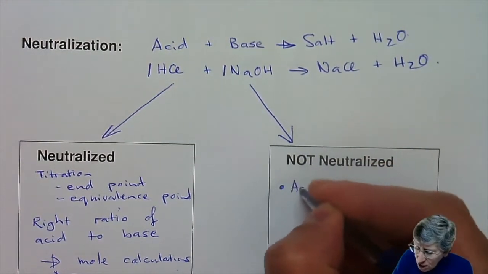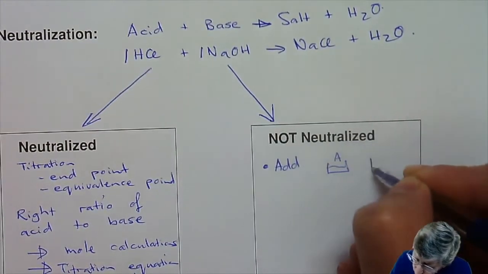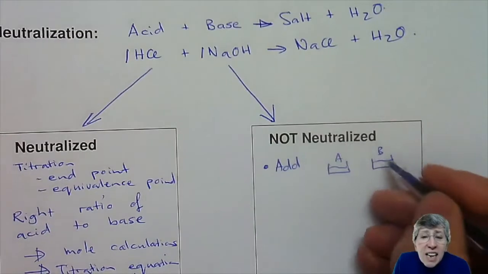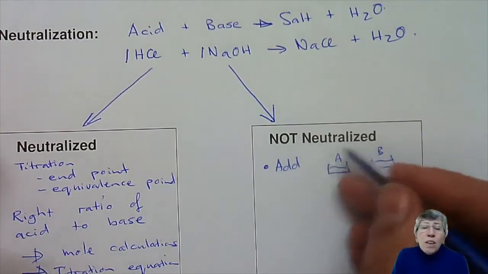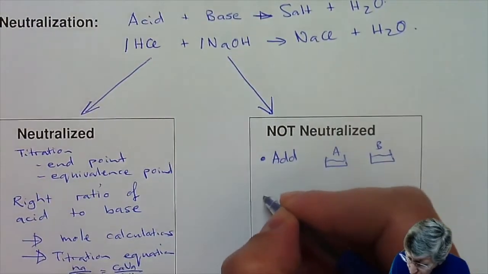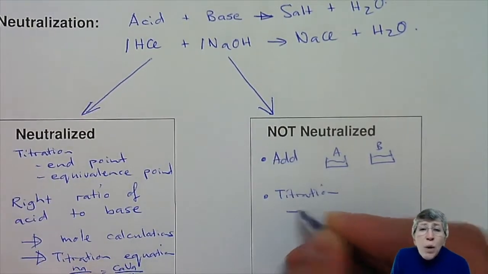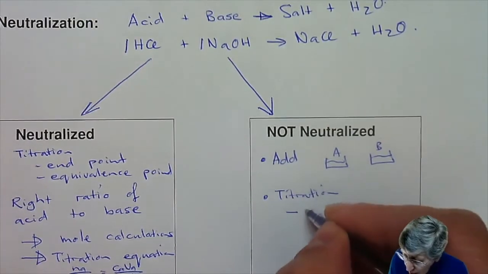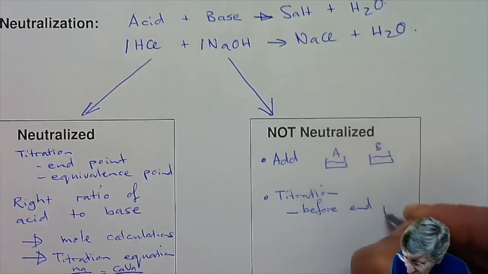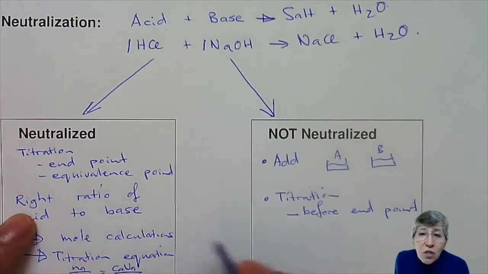First example, if they just add acid and base. Say you've got a beaker with acid and you've got a beaker with base, and they're not in the ratio 1:1. If that is added together, then obviously one of them will not react. It will be in excess. Another thing is, if I've got a titration, but in that titration we have not yet reached the end point. So let's say before you've reached end point. If you've not yet reached end point, you are not yet in the right ratio, right?